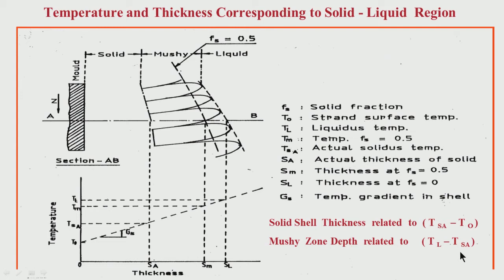So, the solidification temperature range is increasing. So, the mushy zone depth is increasing, but you see here TSA coming down, meaning TSA minus T0, this temperature difference, is decreasing. This temperature difference decreases means this SA will also decrease. So, what are the implications of segregation?